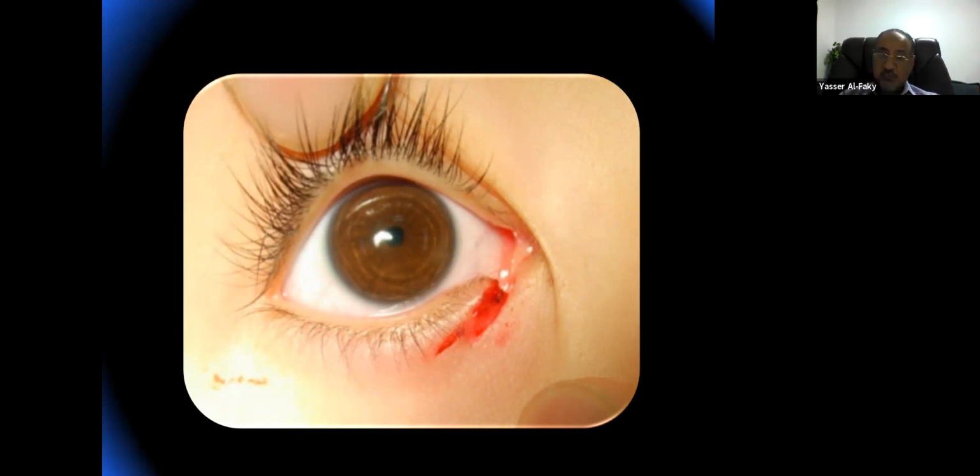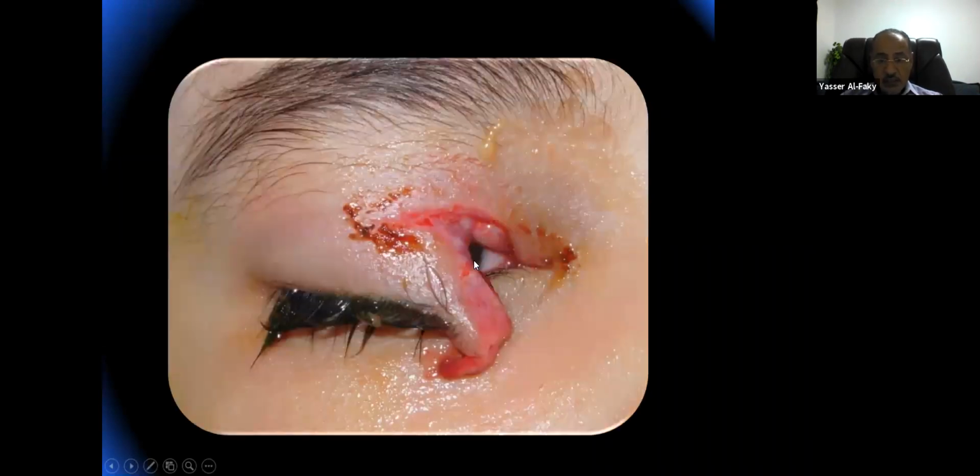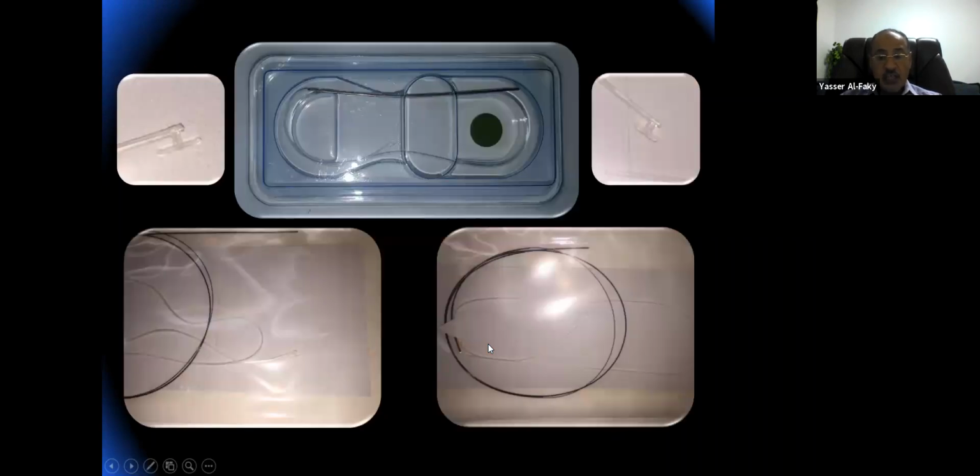Even if you did not repair the canalicular system, it is not mandatory that the patient with canalicular damage will have canalicular obstruction or epiphora. Sometimes it is very severe like this, and you can see the cut here. Here you can see the cut of the lacrimal drain system. These are the types of stent that we usually use, the non-canalicular, self-retaining.